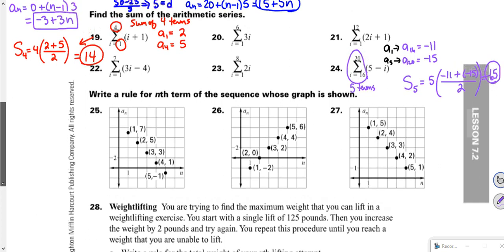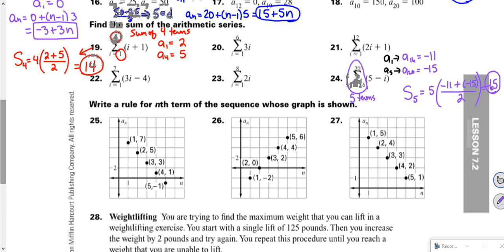Okay. Now write a rule for the nth term of the sequence whose graph is shown. Okay. Don't let this fool you. The sequence, I'm just going to write it up above. The sequence here is 7, 5, 3, 1, negative 1. Remember your x terms, these terms are just the number of term it is. So a sub 1 is 7. So that's what this means. A sub 1 is 7.